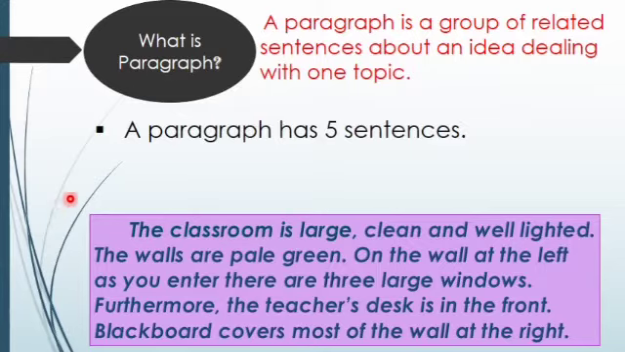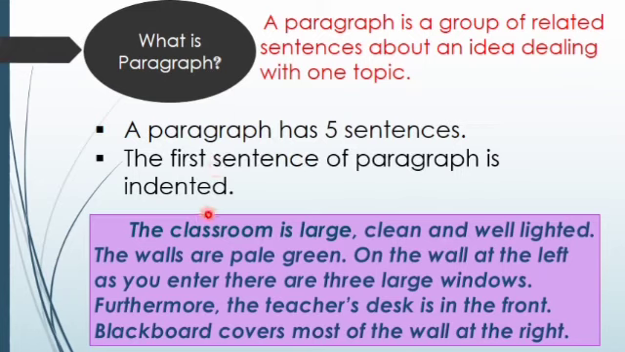A paragraph has 5 sentences. Sometimes you can have fewer and sometimes you can have more. But usually 5 sentences is a good number of sentences for a paragraph. You can see that our example has exactly 5 sentences. Remember, the first sentence of a paragraph is indented. That means there is an empty space at the beginning of a line to signal the start of a new paragraph.